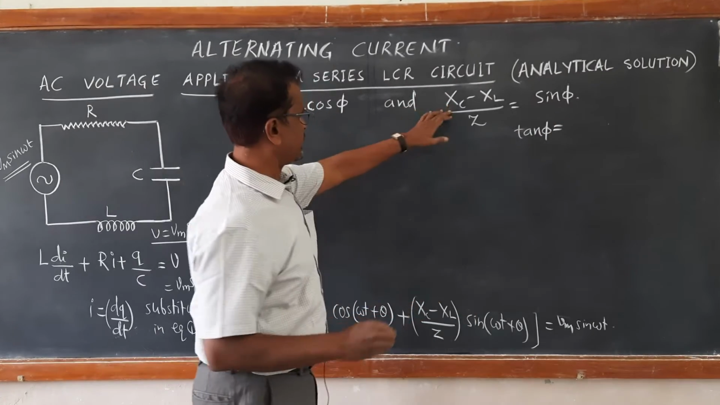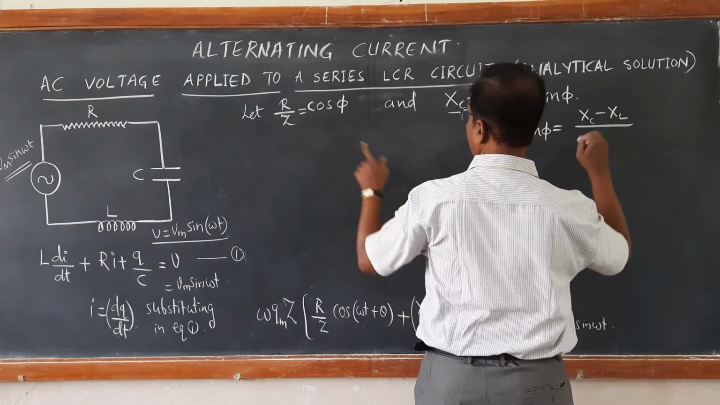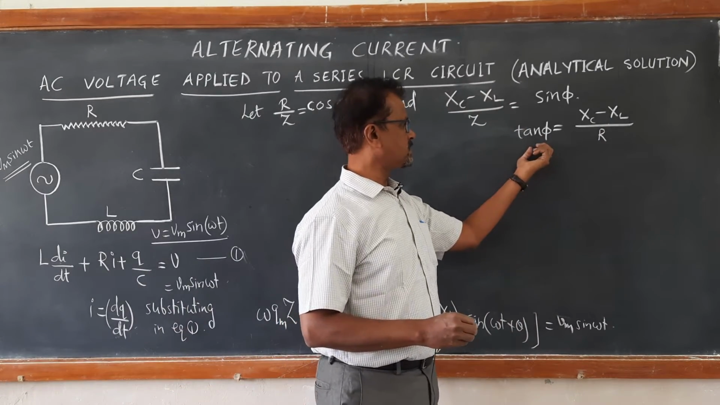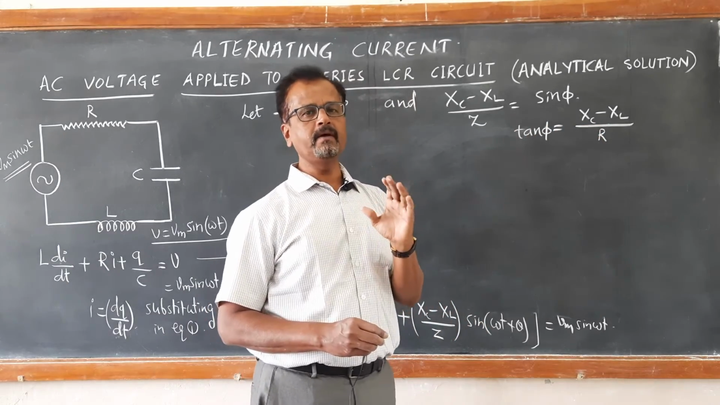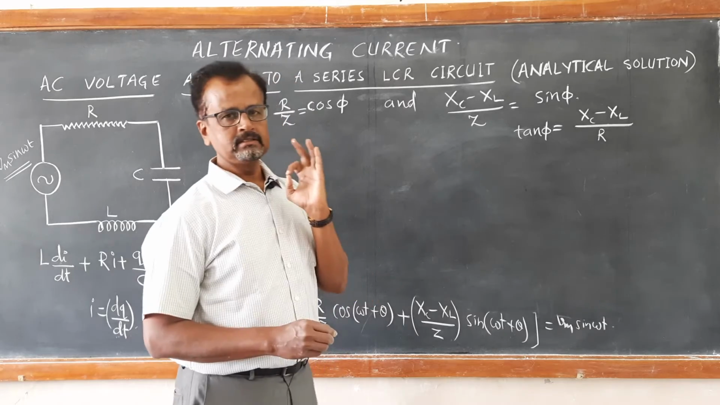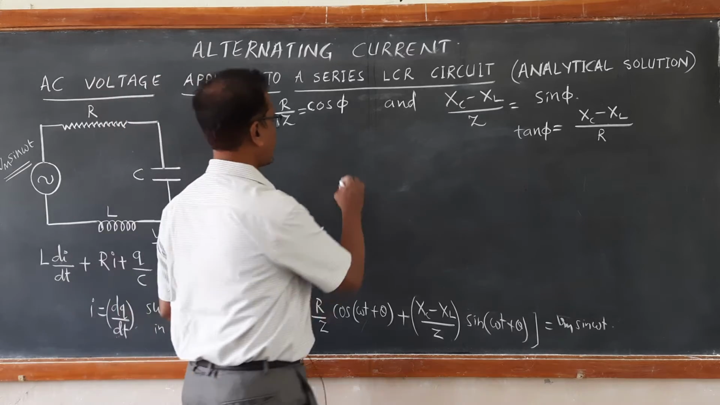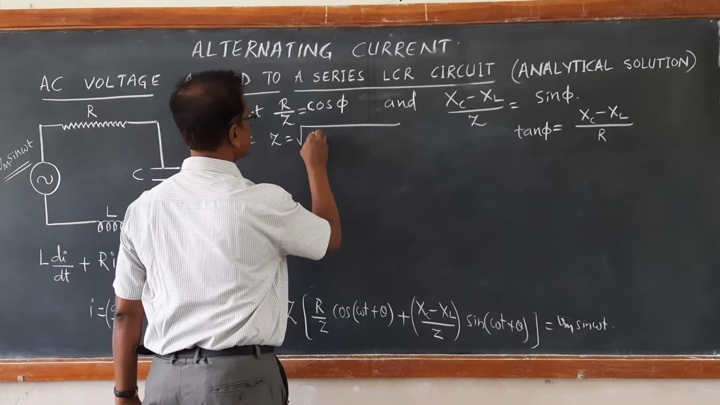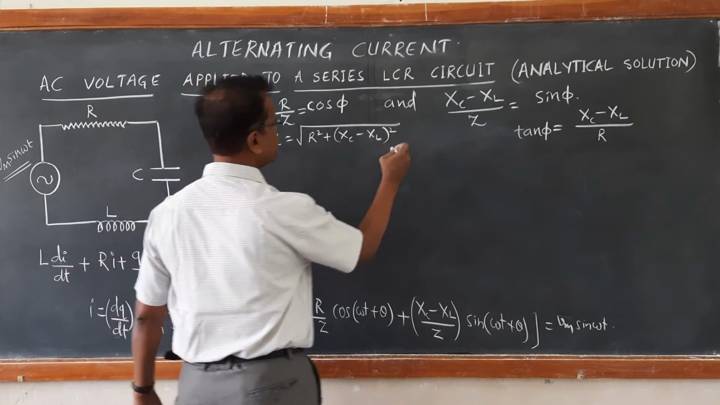Tan phi is equal to (xc minus xl) by z and r by z. z cancels. So we get the phase relation tan phi is equal to (xc minus xl) upon r, where this phase relation phi is going to be the phase between current and the voltage of LCR series circuit. Now what is Z then? Z is the impedance, and here Z is square root of R square plus (XC minus XL) whole square, the impedance.